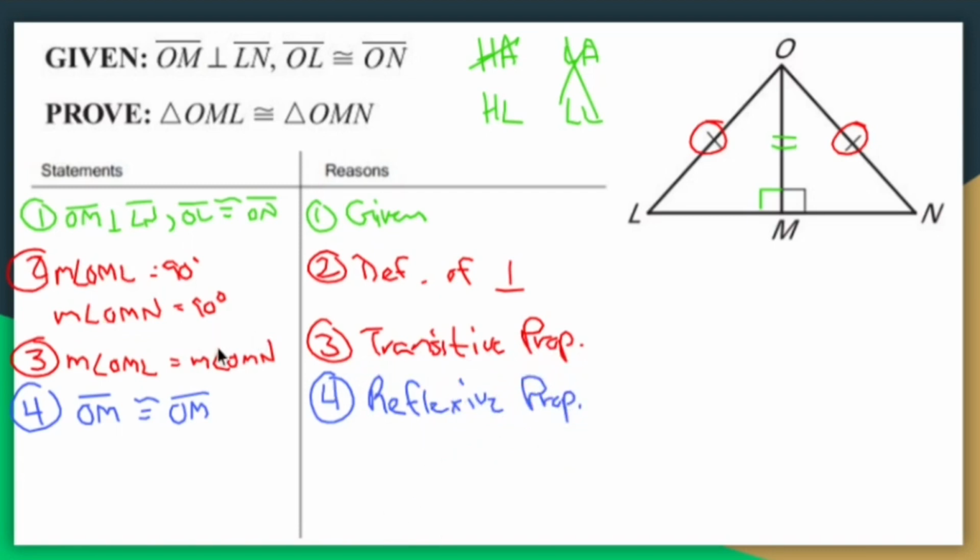And since I showed that these guys are right triangles, I showed that I have a leg right there and a hypotenuse up here that was given to us. I can say that these two guys are congruent. Triangle OML is congruent to triangle OMN, and that's by using the hypotenuse leg postulate.